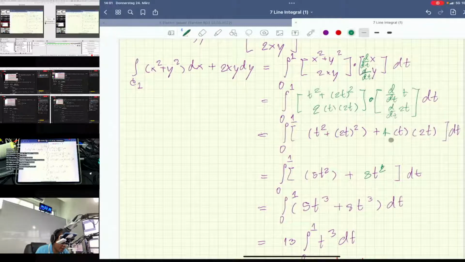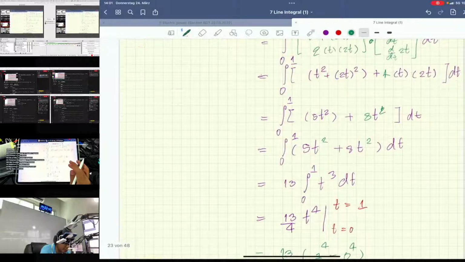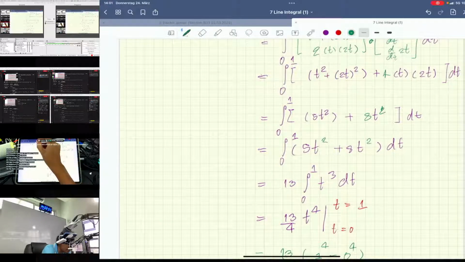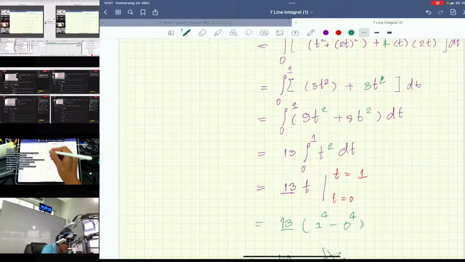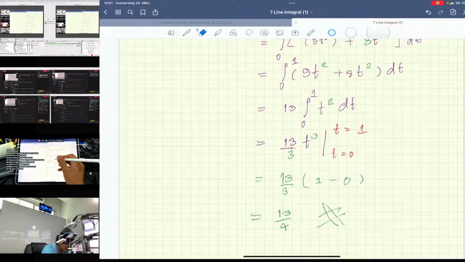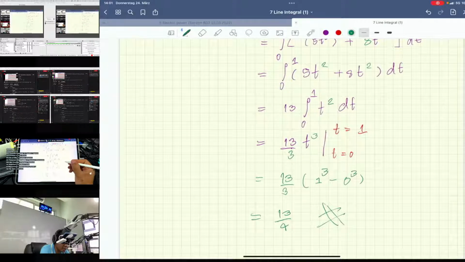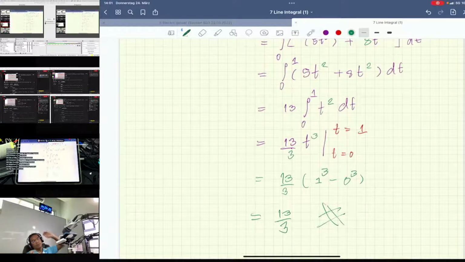We're gonna have here 5t square and 8t square. You get 15. And here is with the power of 2. And you would get 3. And here power of 3 in 4 to 3. All right, that's it.